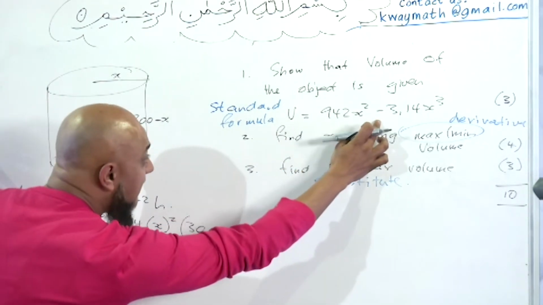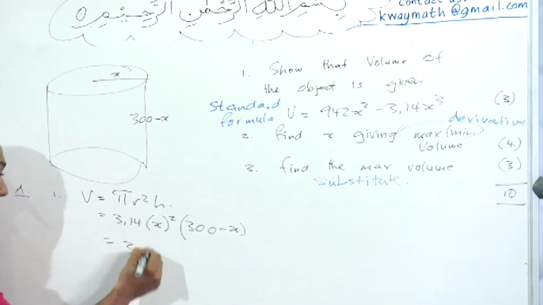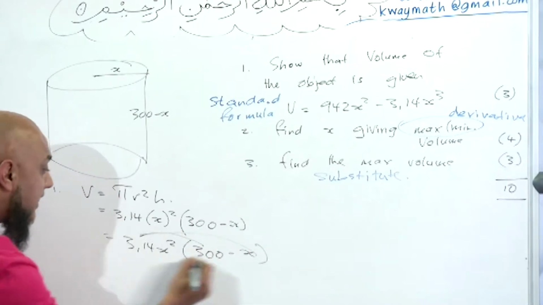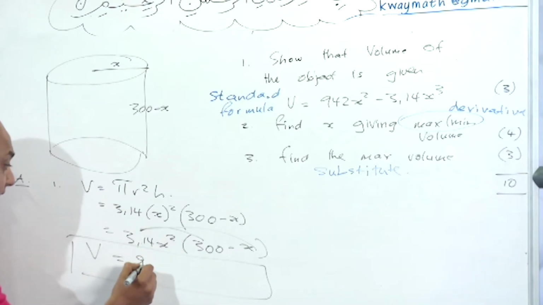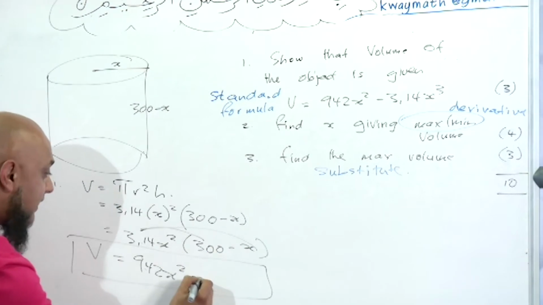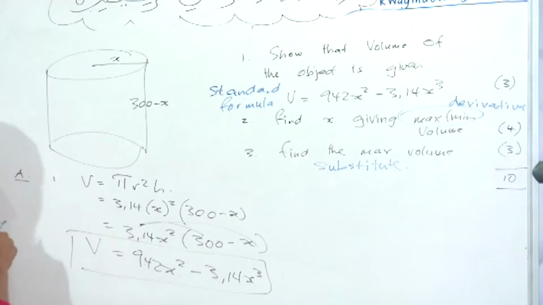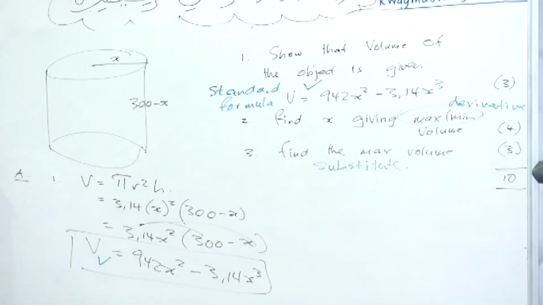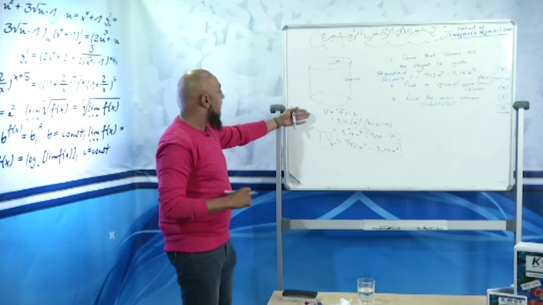Are there brackets here? No. Should we remove the brackets? Yes. So this is 3,14 times x squared is 3,14 x squared into 300 minus x. Now we multiply this 2 out. The volume is equal to 3,14 times 300 is 942 x squared minus 3,14 x squared times x is 3,14 x cubed. And there we go. We've showed that the volume is given by that expression for that specific shape. Okay? We found the volume.